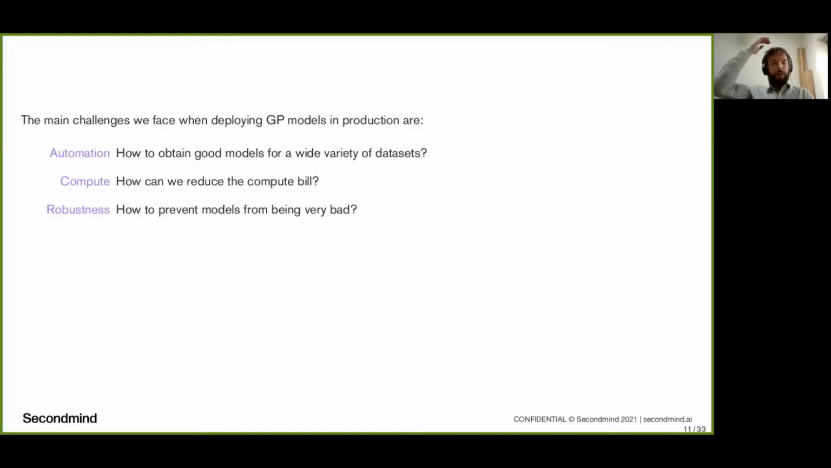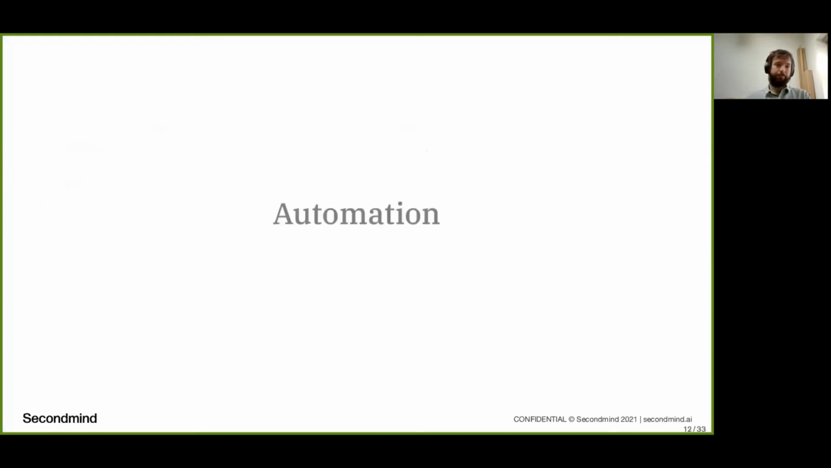Okay, so what are the challenges with these models? I will talk about three of them. The first one is automation: how can we obtain good models for a wide variety of data sets? The second one is compute: how can we reduce the compute bills? And the last one is robustness: how can we prevent models from being very bad?